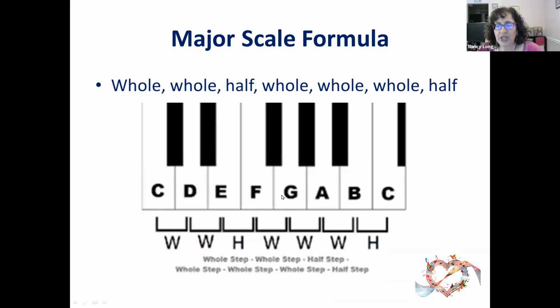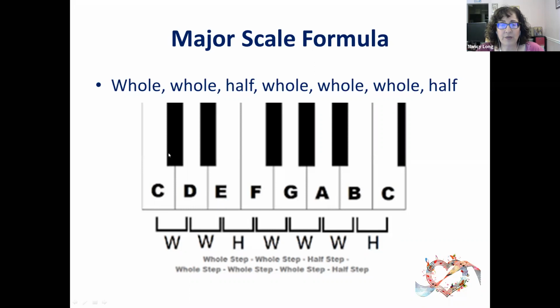And then we go from F to G, whole step. G to A, whole step. A to B, whole step. And B to C is a half step. And that is how we build a major scale no matter what note we start on. We go whole step, whole, half, whole, whole, whole, half.